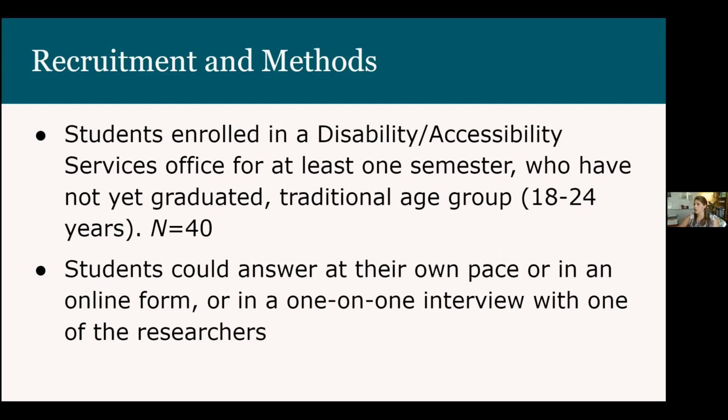So again, we recruited students who were connected to their respective disability or accessibility services office at SUNY Geneseo and SUNY Oswego for at least one semester. They needed to not have yet graduated and were part of a traditional age group, 18 to 24. 40 students total fully completed the survey that we had. So again, we had 40 students, not a huge N, but still very fruitful data that we collected.